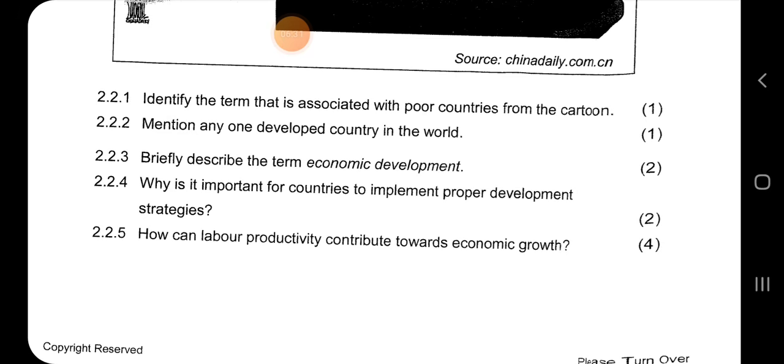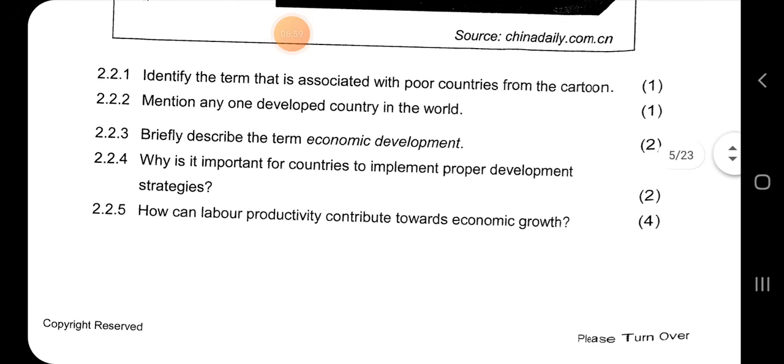Okay, and then here we will say 2.2.4, why is it important for countries to implement proper development strategies? Why is it important that we as a country develop proper development strategies? Why is it important that we develop strategies that will help our country to develop? Why is it important? You can just answer this, guys. As long as you know what is economic development, then it's easy for you to answer these questions. Okay, so think.